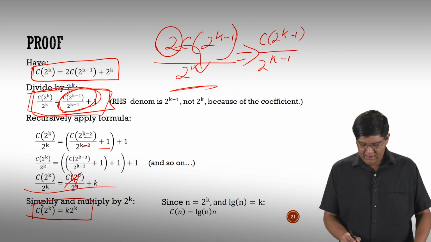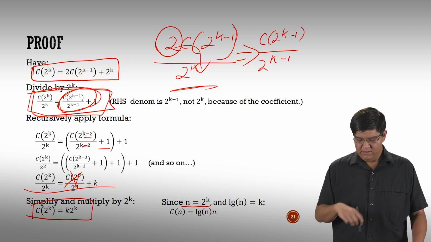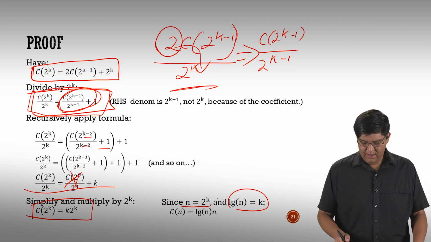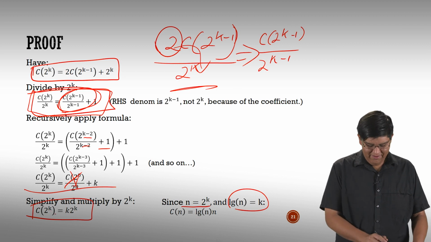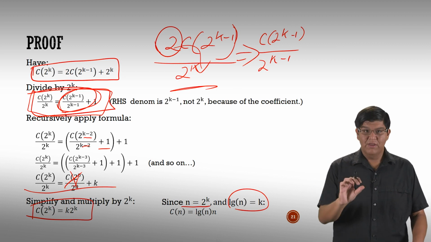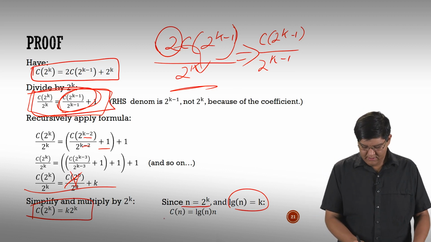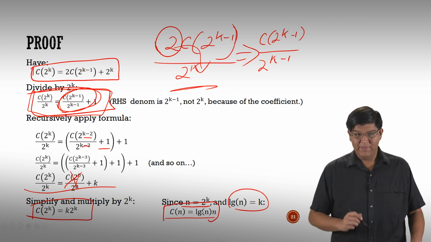Now we know that n is equal to 2 to the k. That's the substitution we did earlier. Solve it for k, and it gives us log of n equals k. Then every time there's a k in here, I do the substitution, revert it back to n, and I get c of n equals n log n. So there we go.